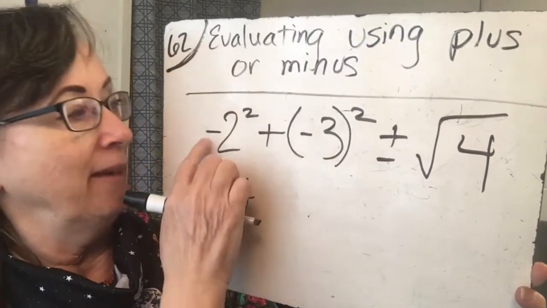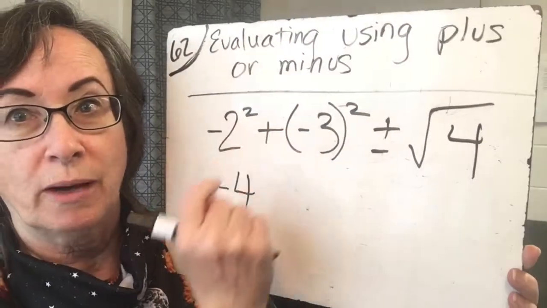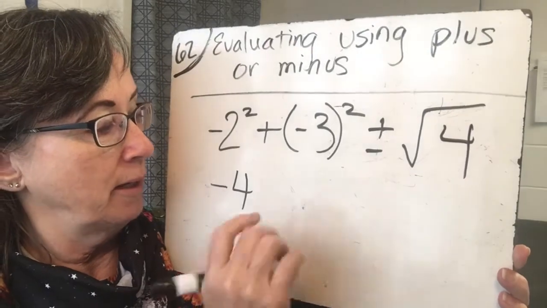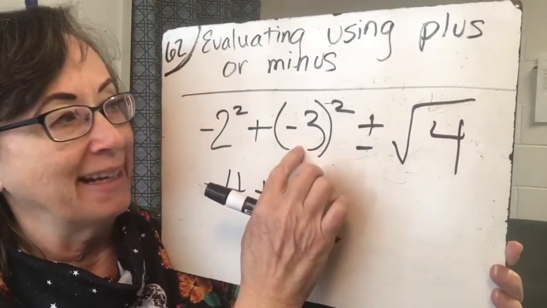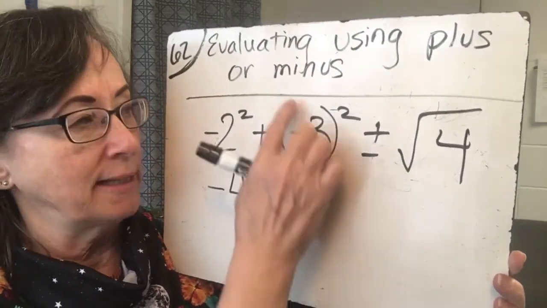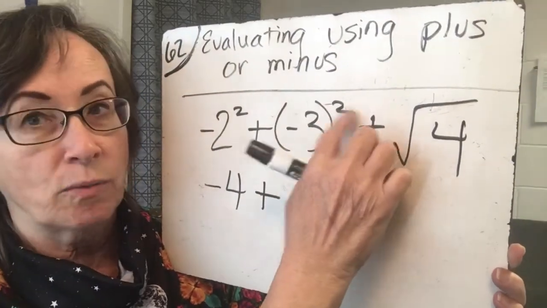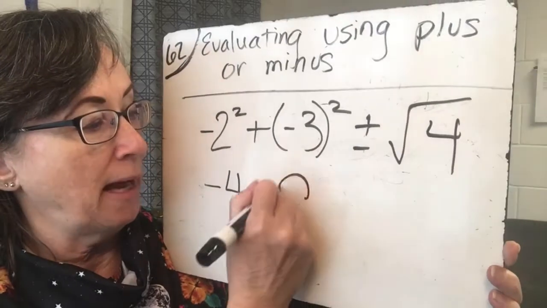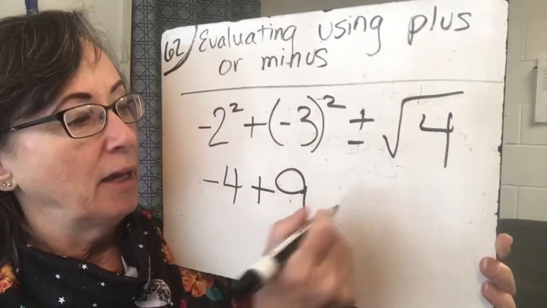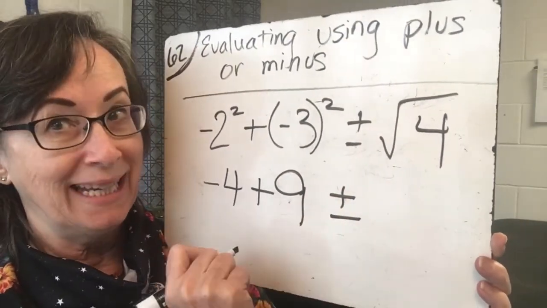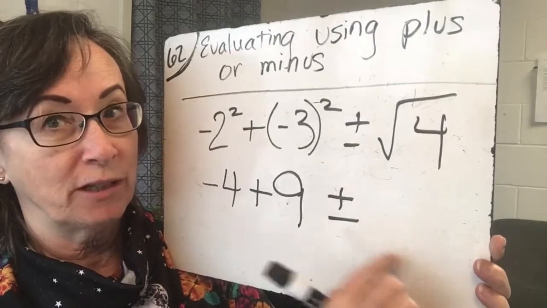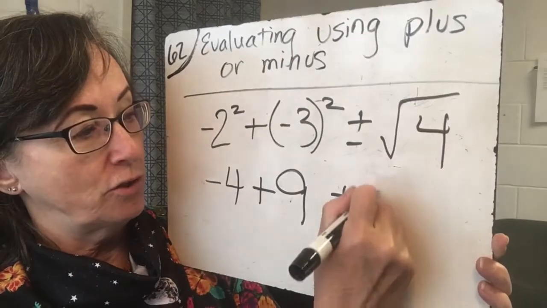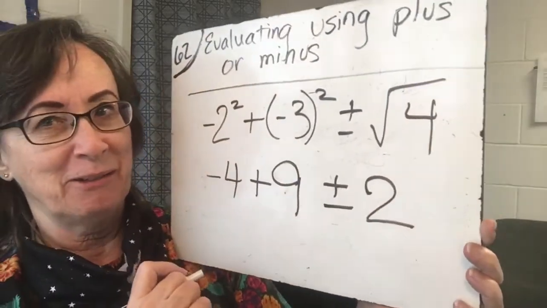So this negative means the opposite of 2 squared, which is going to be the opposite of 4, or negative 4. Plus, now we've got negative 3 times negative 3. Since it's in a parenthesis, the square applies to the negative 3, and we get negative 3 times negative 3 is positive 9. Plus or minus means we're going to have 2 different numbers to evaluate here. The square root of 4 is 2. Okay, so this is how we do this.